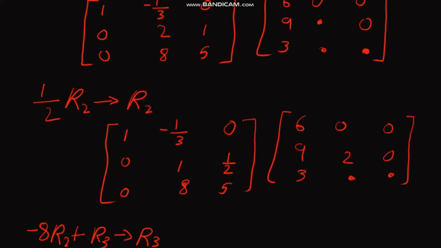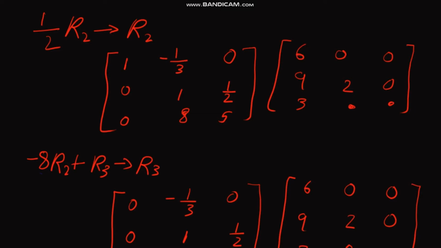I have divided the second row by 2, and I got new row 2. So this is new row 2, and I have put here 2. And after, because I need to make this a triangular matrix, I need the 0 below this diagonal element. So what should I do next? I need to multiply -8 with row 2, and then add with row 3. So when I multiply negative 8 with this row and add with this row, I will get in this place 0.